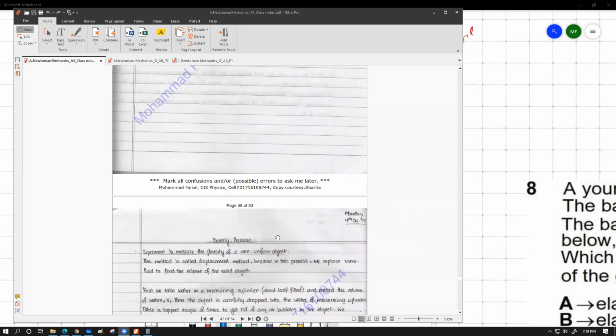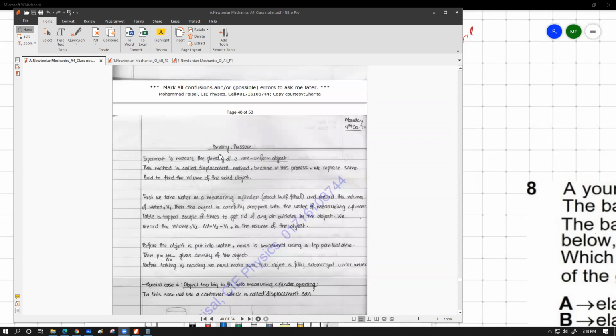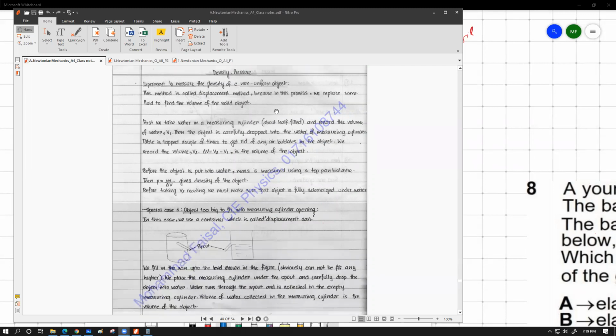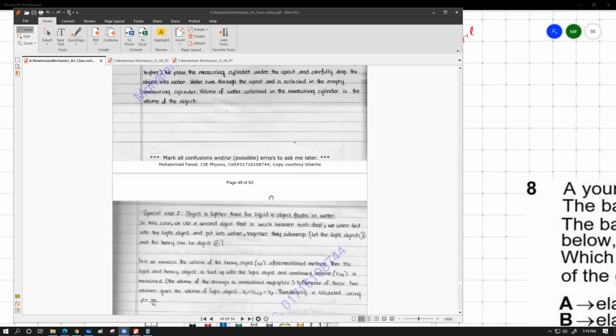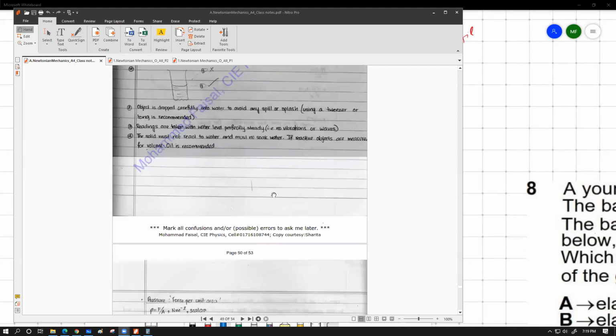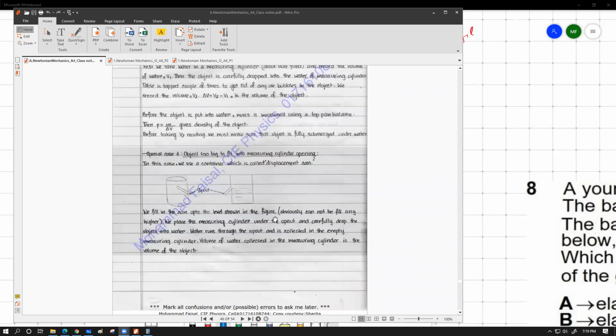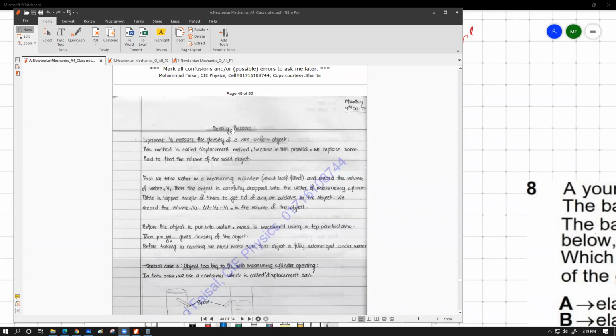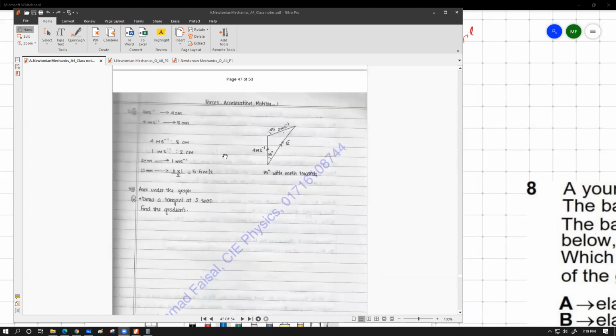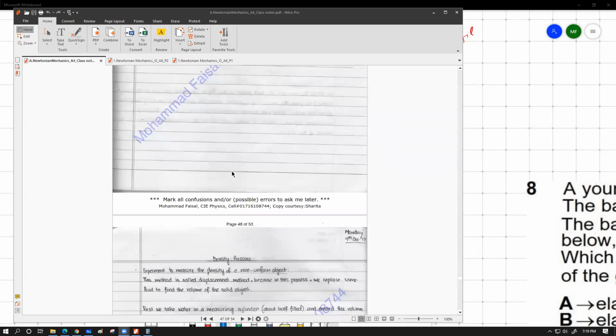So, density pressure chapter first. The first thing that we have is the experiment to measure the density of a non-uniform object. This will not be C, it will be A, cut this a little; this is going to be A. Now we discussed the experiment first, but where is the definition of the density pressure? Okay, I think this kid means the first definition of the density, which is actually really simple.